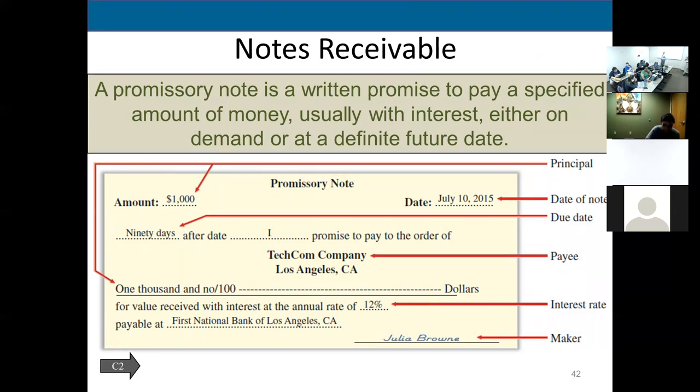Here's what a promissory note looks like. The amount is written, the date is up here. The terms are specified, 90 days. You promise to pay to the order of, and the payee is listed. The dollar amount is written out like you would write on a check, to match the numerical value you've recorded up at the top. The interest rate is specified. And then finally, the maker of this note is down in the lower corner.